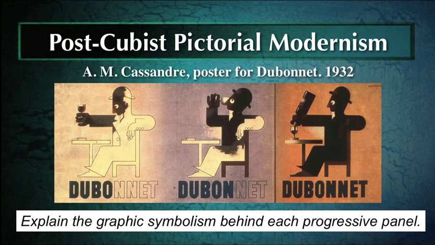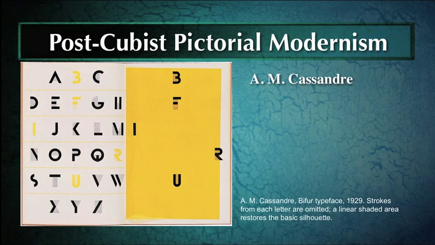This poster is an example of Cassandre's approach to graphic design where, quote, the design should be based on the text and not inversely, end quote. Cassandre also designed several typefaces. In this particular typeface, the eye is able to fill in the missing parts. Cassandre occupies an important position in the history of graphic design as a pioneer of poster communication, typographic treatment, and the translation of complex visual subjects into symbolic forms.